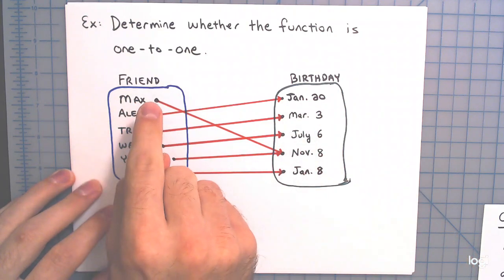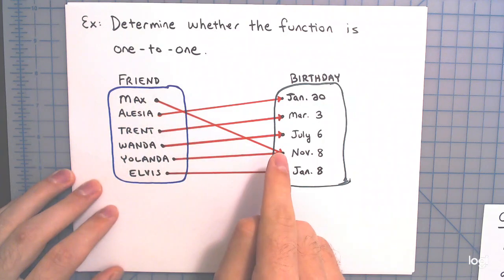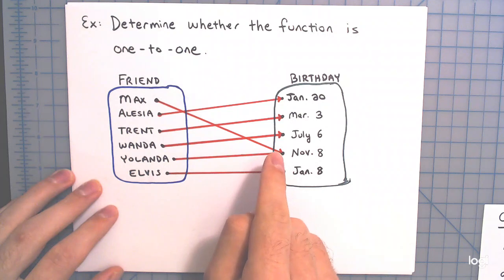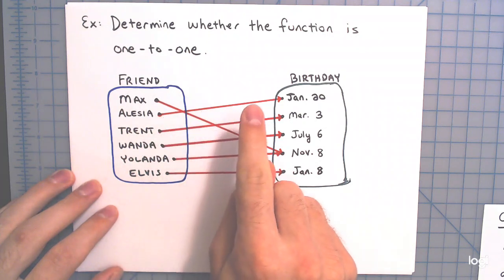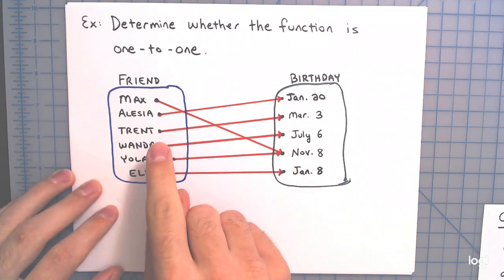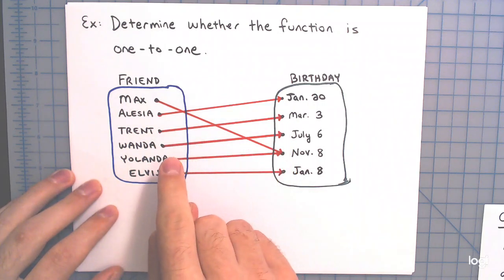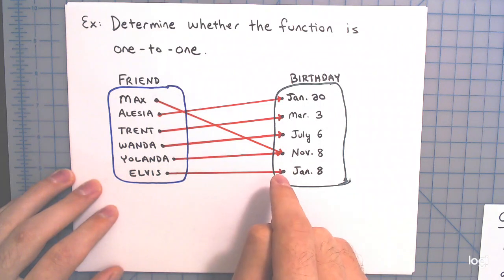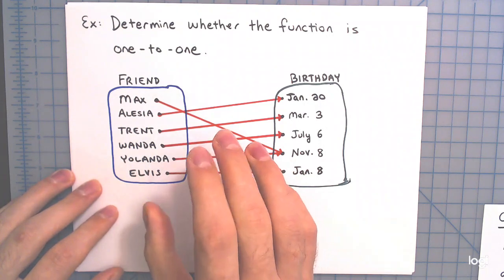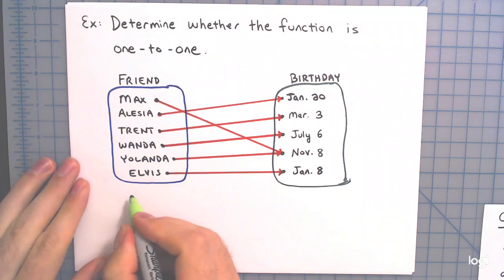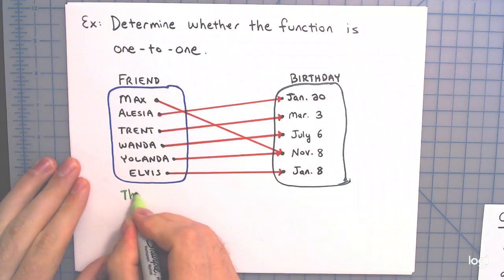So we have, Max corresponds to November 8th, meaning that Max's birthday is November 8th. Alicia's birthday is January 20th. Trent's birthday is March 3rd, Wanda's birthday is July 6th, Yolanda's birthday is November 8th, and Elvis's birthday is January 8th. So this is a function. We're going to be looking at things that are functions. This is a function.